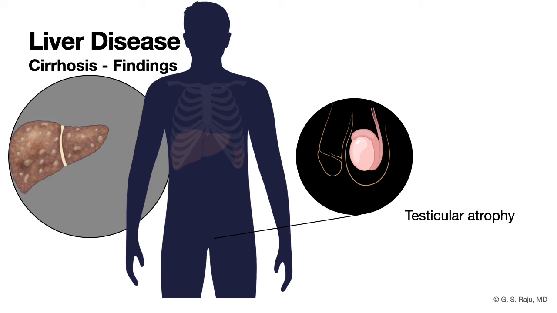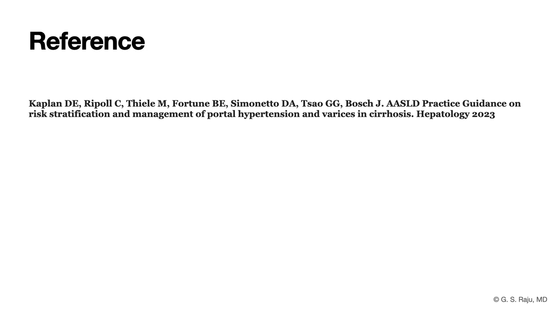So, palmar erythema, white nails, spider angioma, icterus, gynecomastia, caput medusae, shrunken liver, splenomegaly, testicular atrophy. These are the findings. You may also notice in alcoholics parotid enlargement, and patients with cirrhosis, as the disease advances, they lose muscle mass. So atrophy of the muscle is another finding. I hope this is helpful, and thank you.